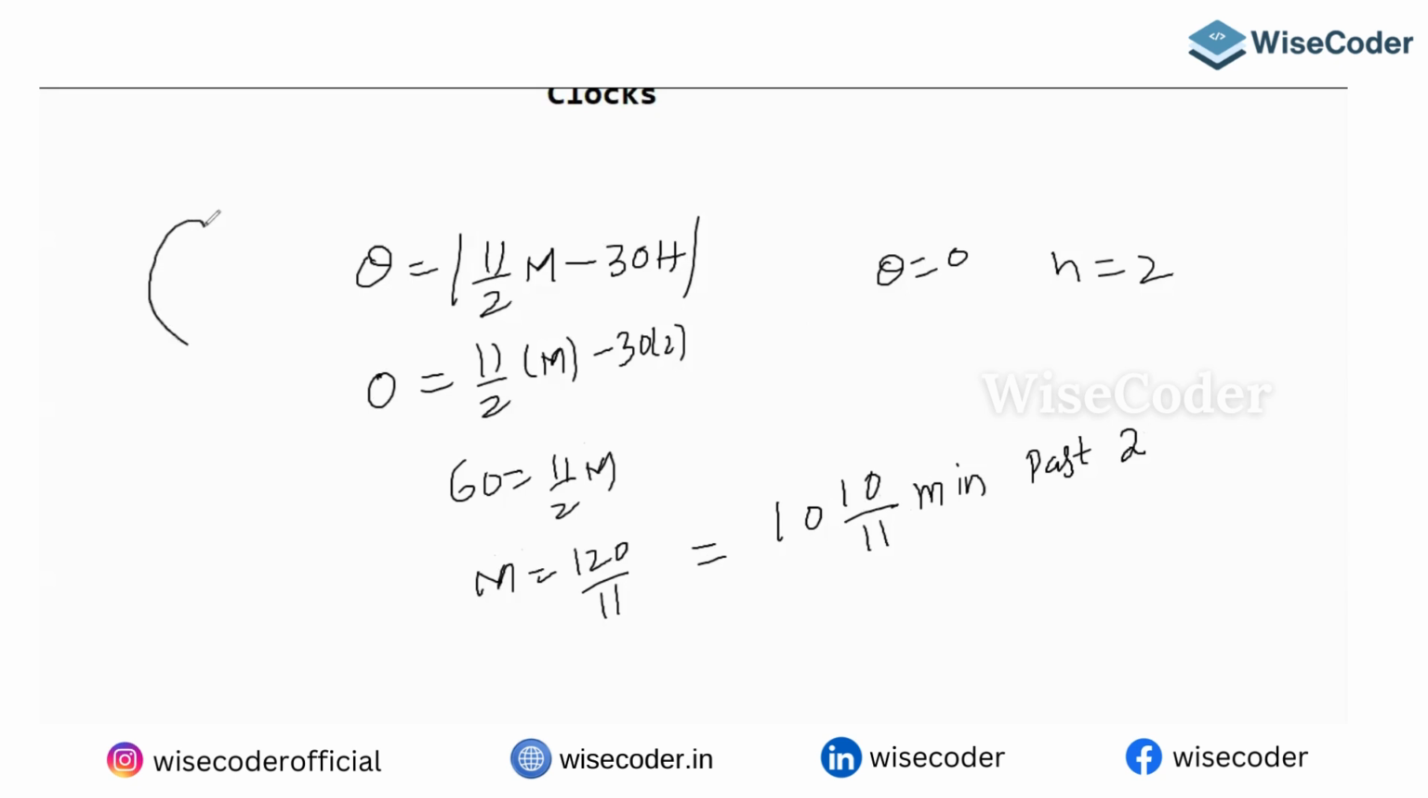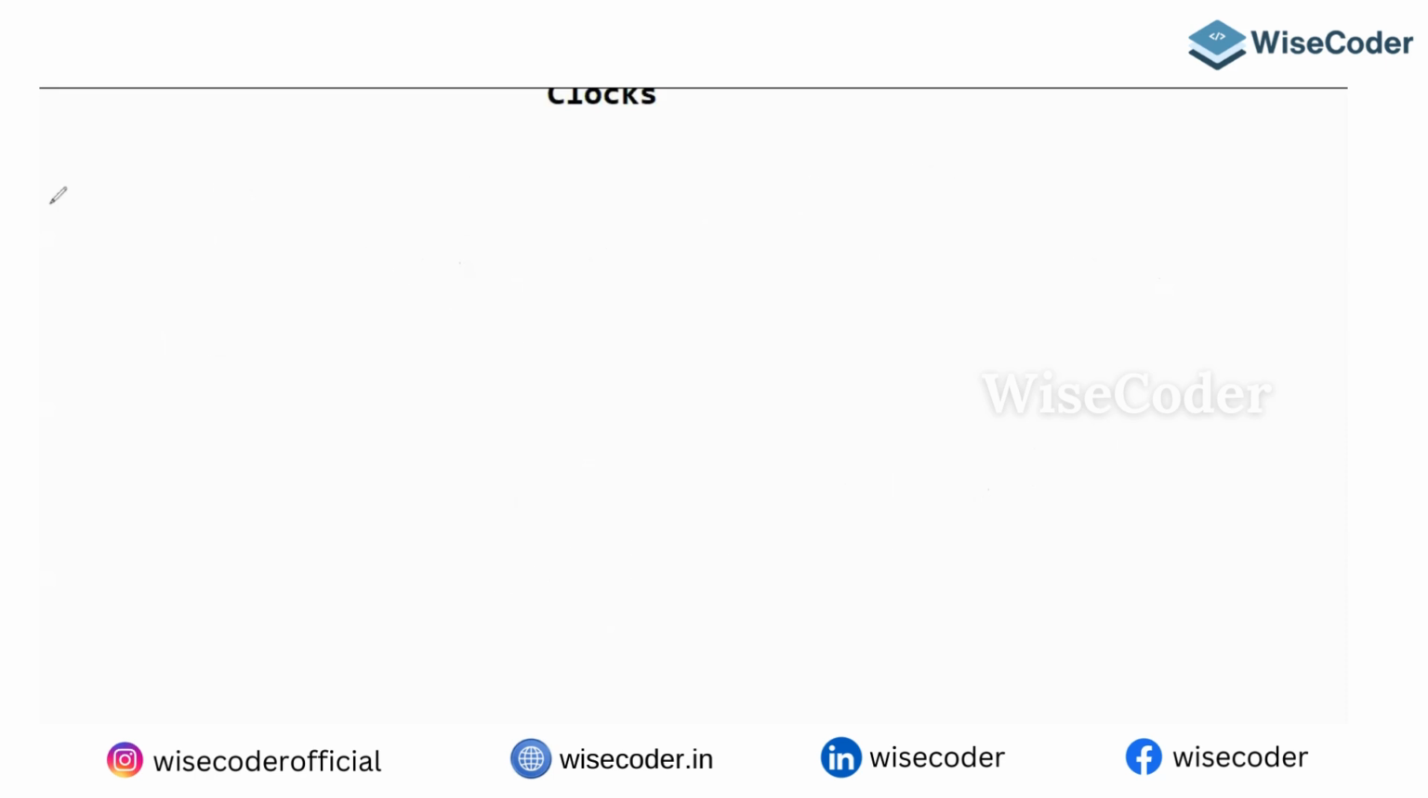So if you observe, this is 12, 1, this is 2. This is when the time is 2 o'clock. The time should be 2:10 approximately, and then only you will get 0 degrees of angle. So if you want the exact answer, at 10 by 11 minutes you will get an angle of 0 degrees. Let's go to the next question.